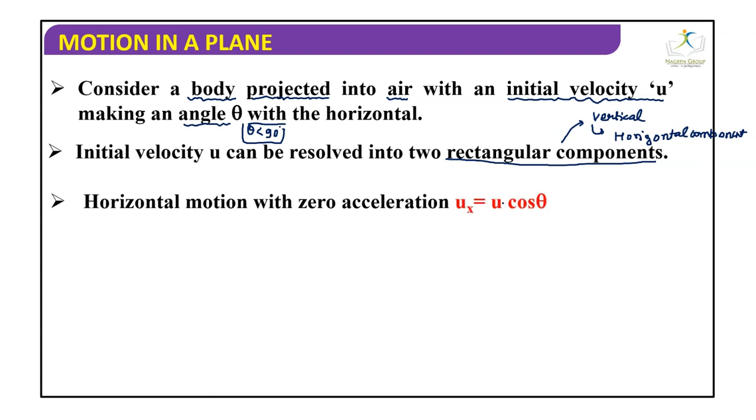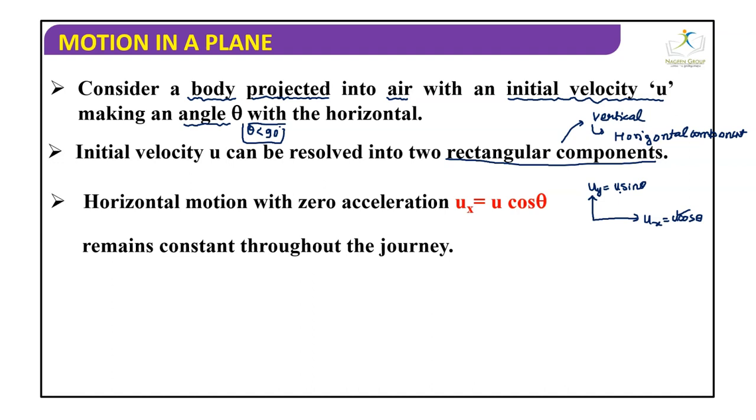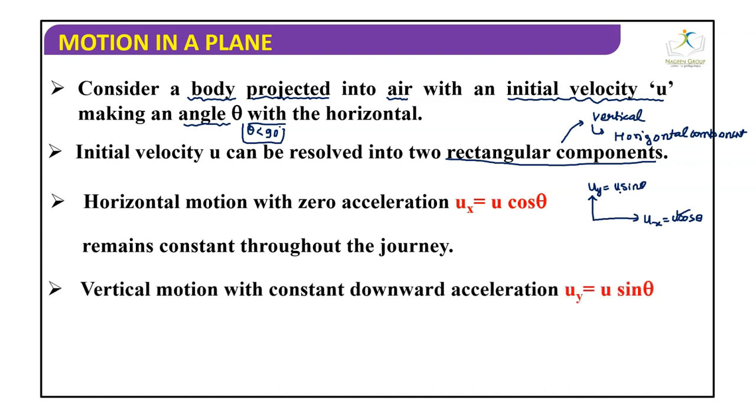Horizontal motion with zero acceleration is u cos theta. So we have two types of components. For x, the responsible component ux is equal to u cos theta, and as I told you, the vertical component uy is equal to u sin theta. The horizontal component remains constant throughout the journey, and the vertical motion is with a constant downward acceleration, because the particle's initial velocity is u, with which we threw the body, but on returning the velocity actually changes, and the particle starts to move under the influence of gravity.